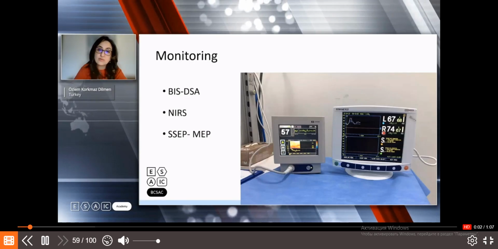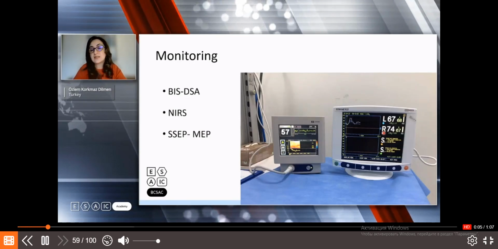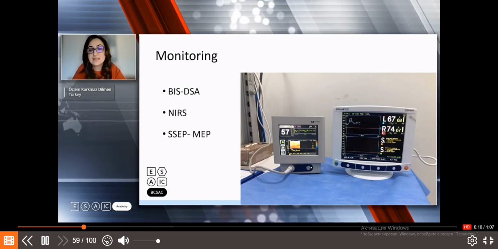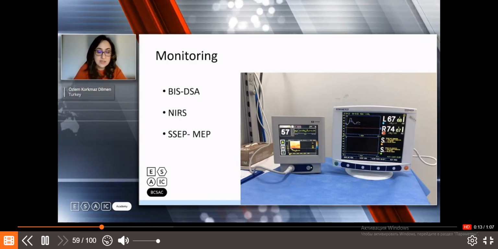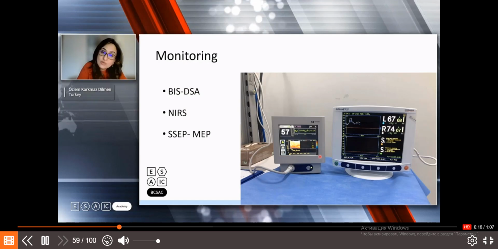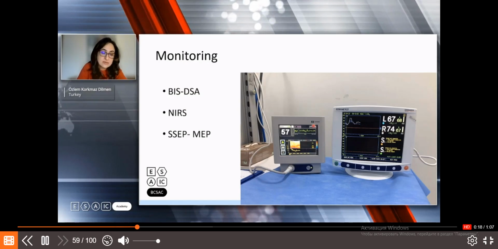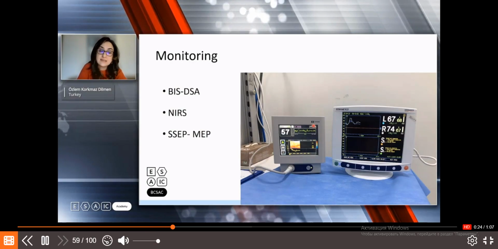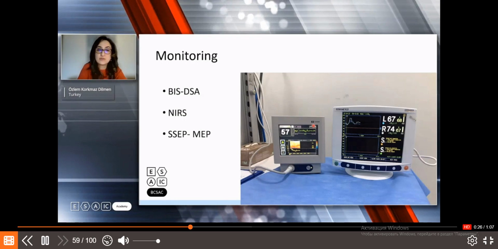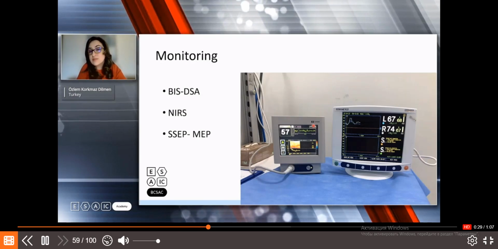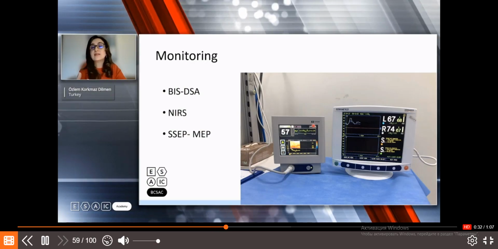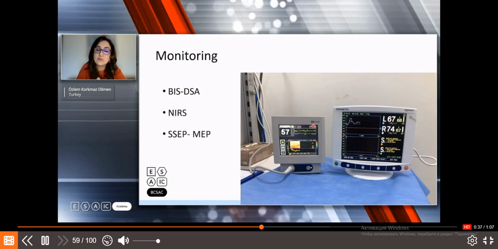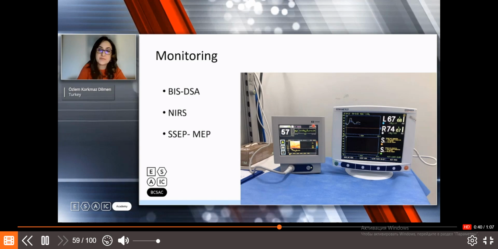We routinely use BIS and processed EEG monitoring to reduce the risk of postoperative neurocognitive decline, especially in the elderly population. That monitoring is also really useful to titrate the dose of propofol infusion in patients with somatosensory and motor evoked potential monitoring. As you know, we do not administer neuromuscular blockers in those patients. That's why a proper level of hypnosis is very important.